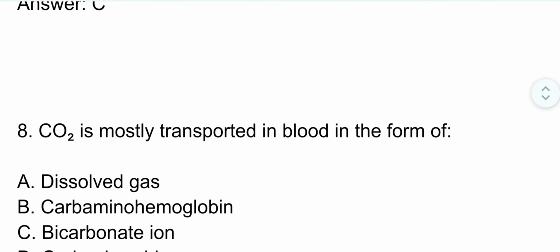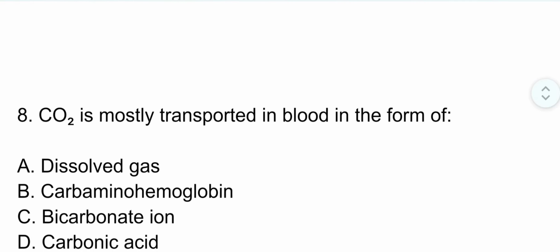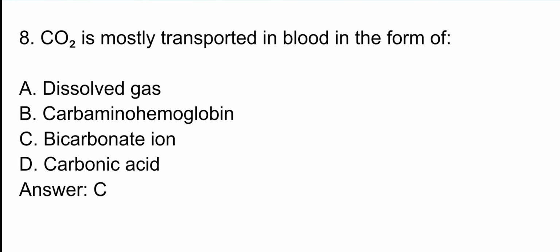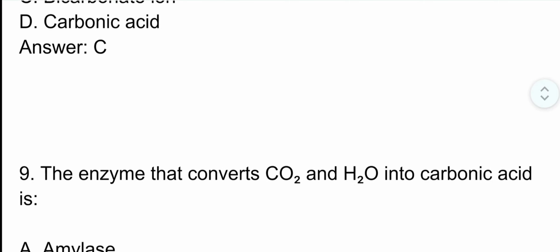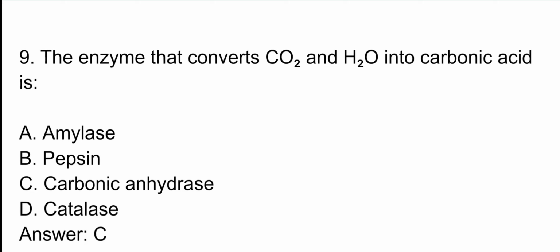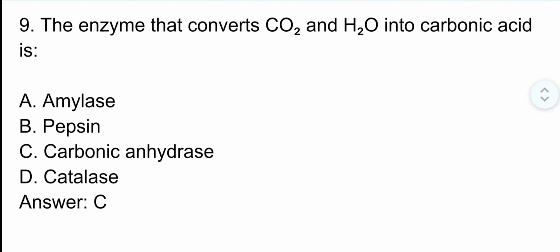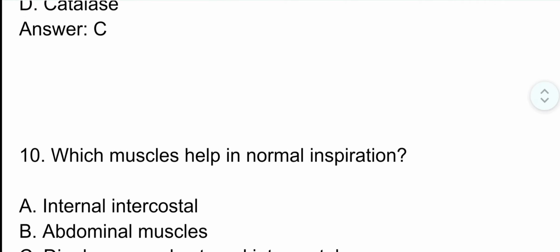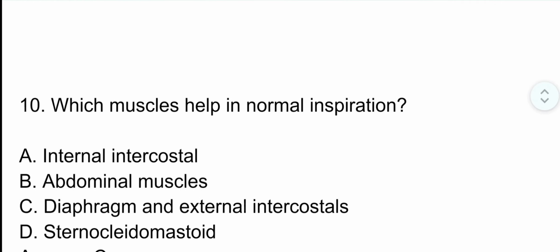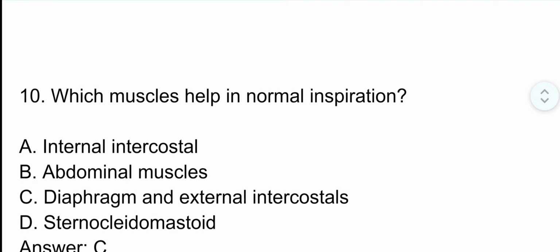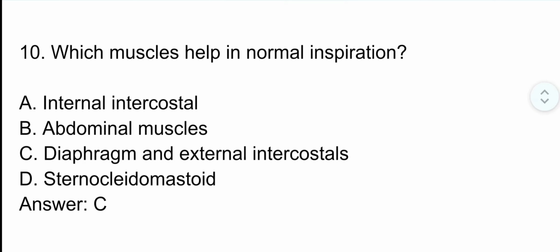Question number 8. CO2 is mostly transported in blood in the form of. The correct option is option C, bicarbonate ion. Question number 9. The enzyme that converts CO2 and H2O into carbonic acid is. The correct option is option C, carbonic anhydrase. Question number 10. Which muscle helps in normal inspiration? The correct option is option C, diaphragm and external intercostals.